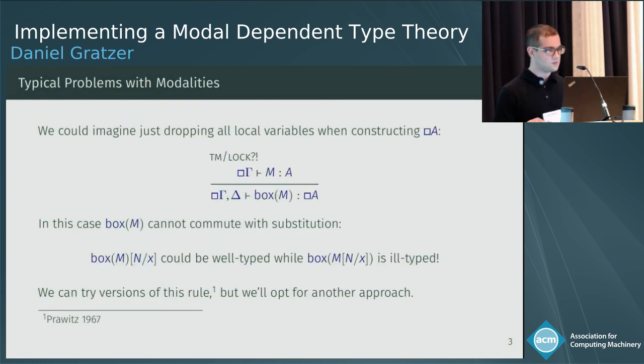So why is it hard to add modalities to a type theory? The general reason is that modalities like to mess with the context, and this tends to break things that we enjoy in type theory.